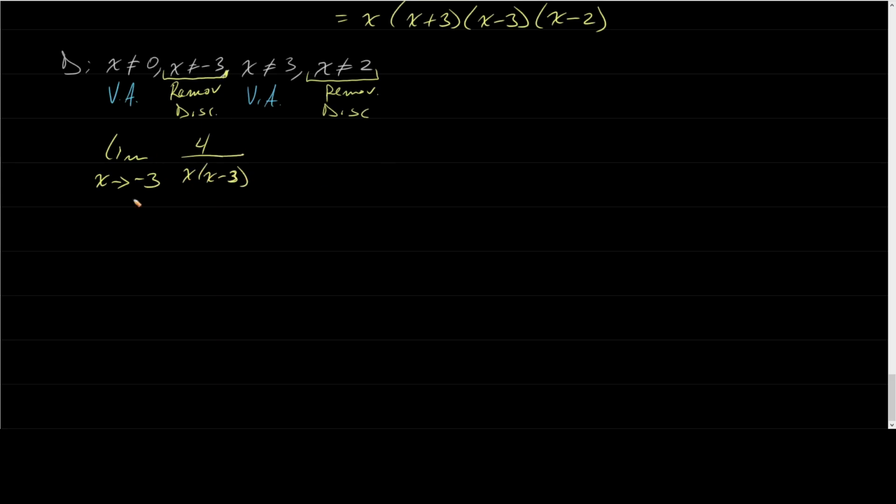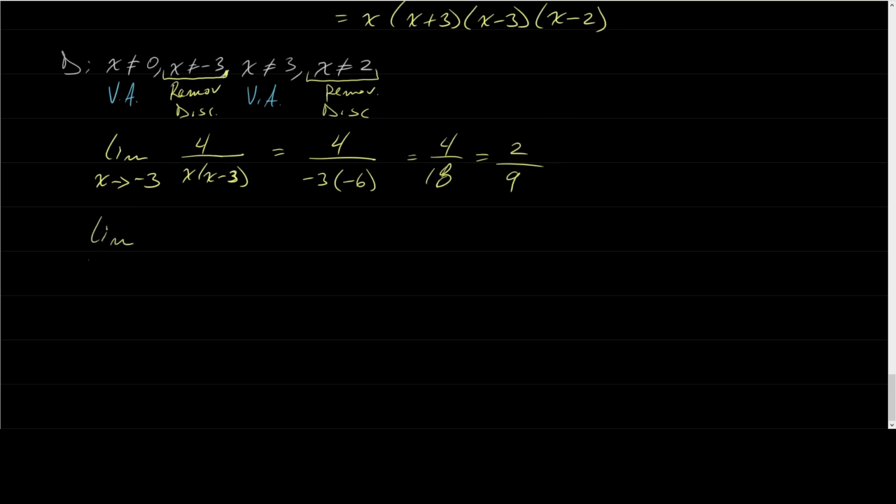There's nothing wrong with plugging in that negative 3. So we have 4 over negative 3 times (negative 3 minus 3, that's negative 6). This becomes 4 over 18, which reduces to 2 over 9, right? A negative times a negative is a positive. So that means that at the x value of negative 3, the hole is going to be at a height of 2/9.